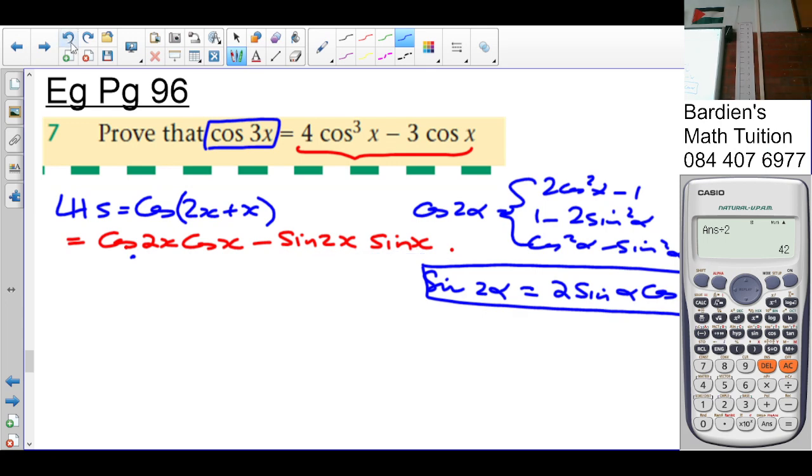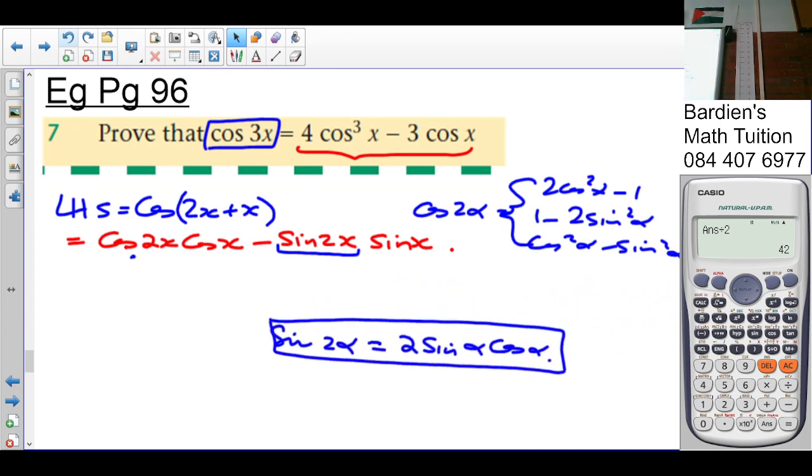So, sine 2x can be written as what? Sine 2 alpha can be written as 2 sine alpha cos alpha. So let's do that. We're going to have here negative 2 sine x cos x times sine x.